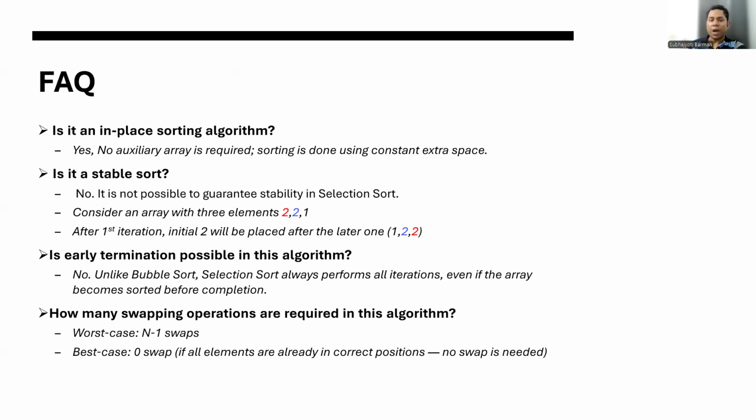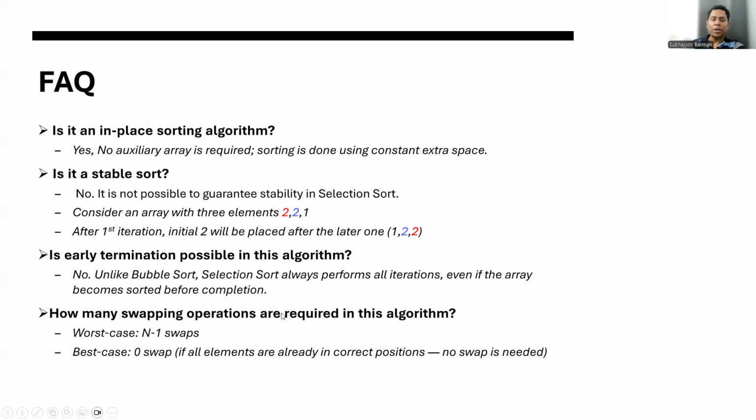Is early termination possible in this algorithm? Unlike bubble sort, it is not possible to terminate this algorithm early even if the data is already sorted. In case of the bubble sort algorithm, we can keep track of whether any swapping happened within my data, right? So if for an entire execution of the inner for loop, no swapping happened, that means data is already sorted. And in that case, we can terminate the algorithm. But that kind of early termination is not possible in this selection sort algorithm.